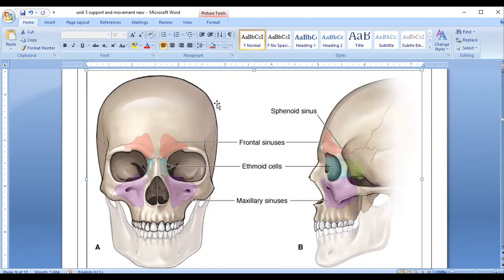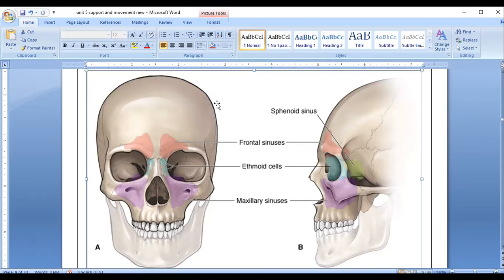In our syllabus, sinuses can be noticed in 4 bones. You can see the names of those bones. Sphenoid sinus. That is located in which bone? Sphenoid bone. Frontal sinus. That is located in the frontal bone. Ethmoid sinus.